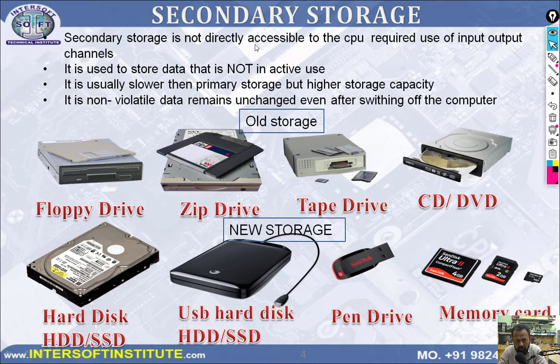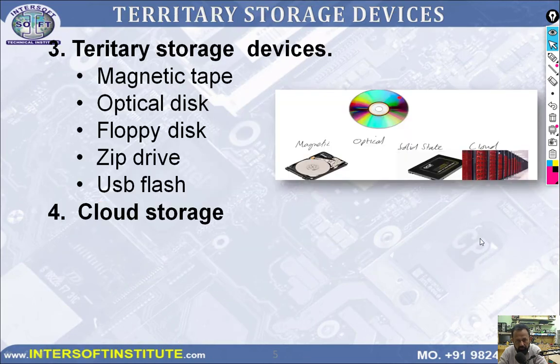Secondary storage is not directly accessed by the CPU and requires the use of input-output channels. It is used to store data that is not in active use. It is usually slower than primary storage but has higher storage capacity. It is non-volatile: data remains unchanged even after switching off the computer. Among old storage we see floppy disk, zip drive, tape drive, CD drive, and nowadays hard disk, USB pen drive, memory card. These are the storage coming.